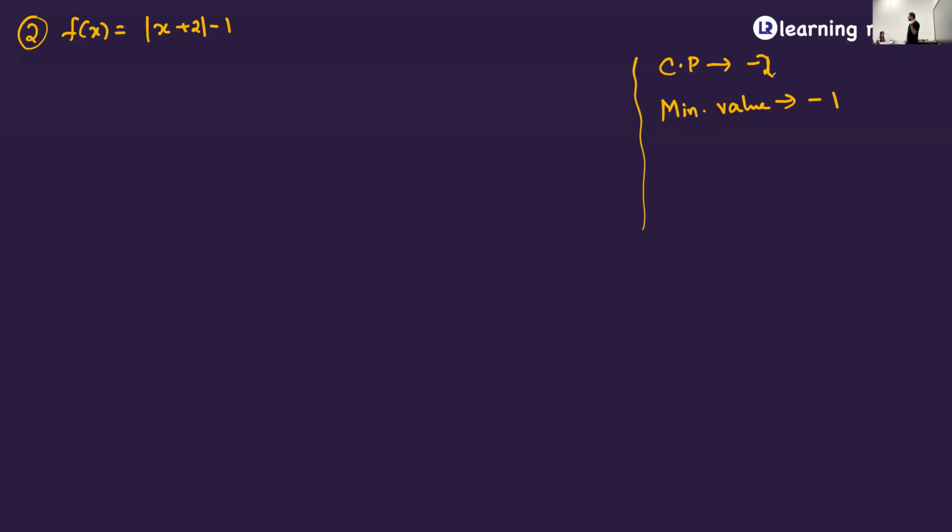It is exactly similar to what happens in a parabola. Only difference is, for a parabola, you will get a U shape. Here, you will get a V shape. Okay? Right. So, how to solve this?